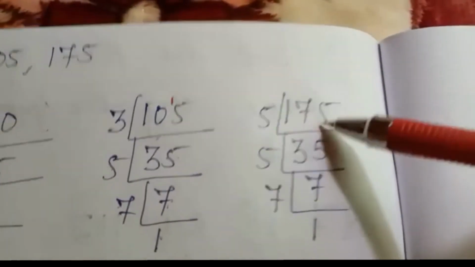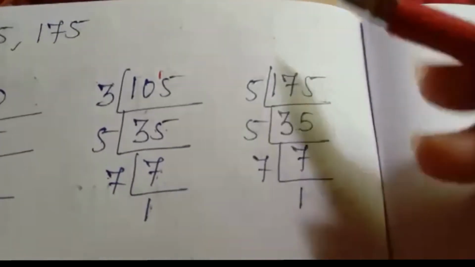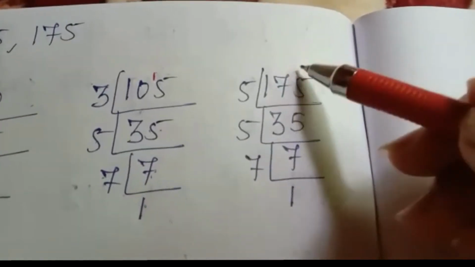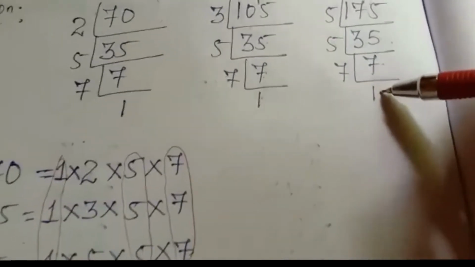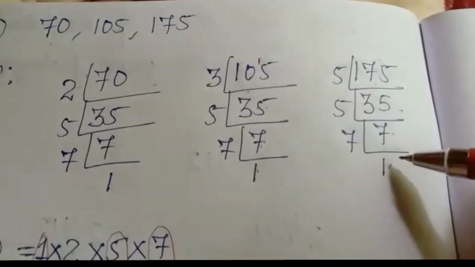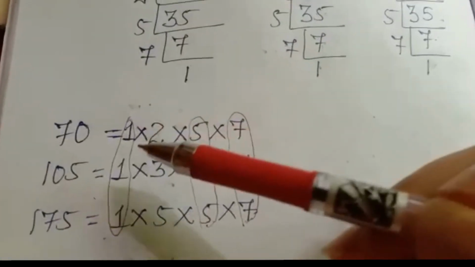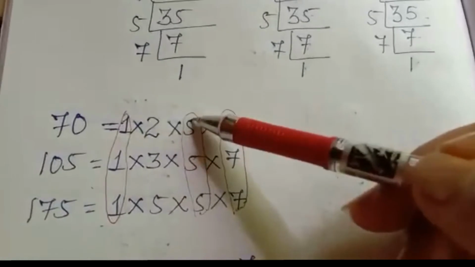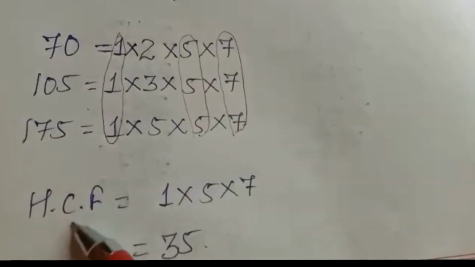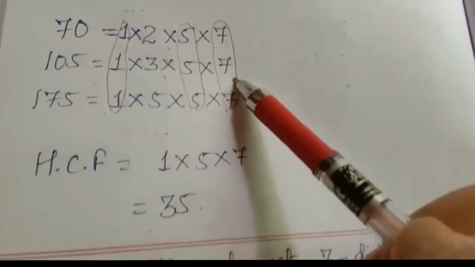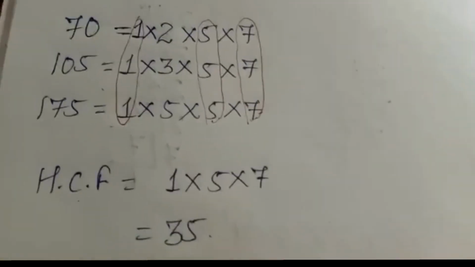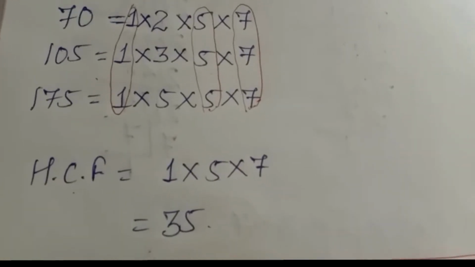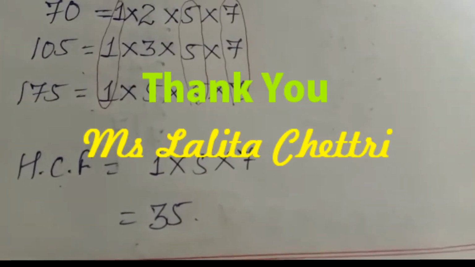Now 175. 5 3s are 15, 5 5s are 25. 5 7s are 35. 7 1s are 7. So the factors of 175 are 1 into 5 into 5 into 7. Here we will find the common factors: 1, 5, 7. So the HCF is 1 into 5 into 7. 1 5s are 5, 5 7s are 35. So the HCF of 70, 105 and 175 is 35.